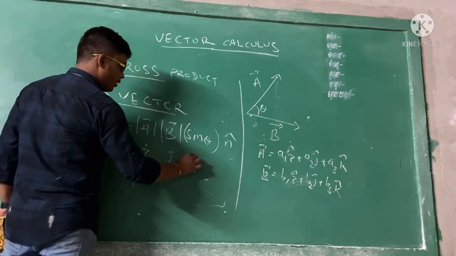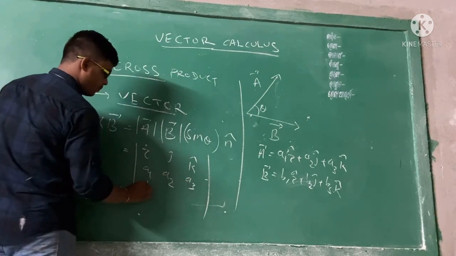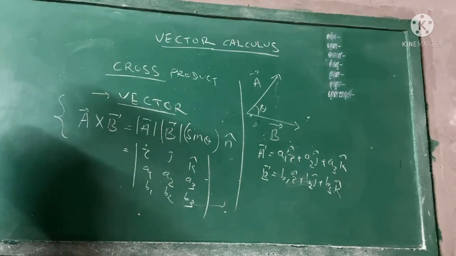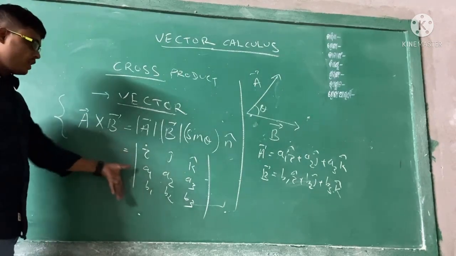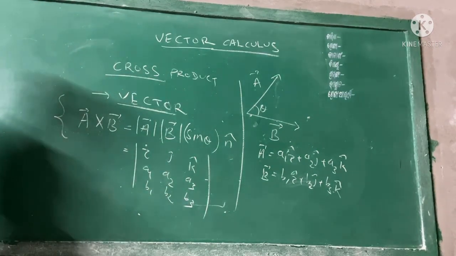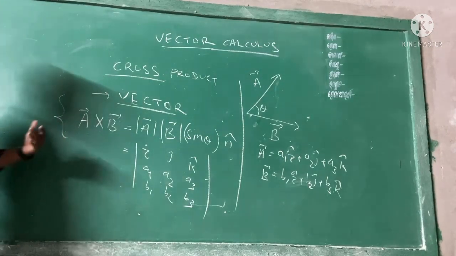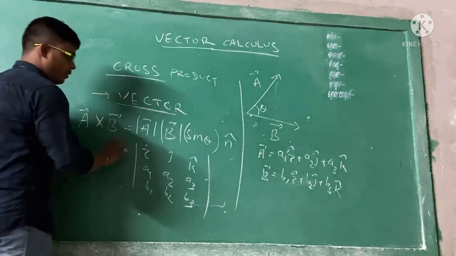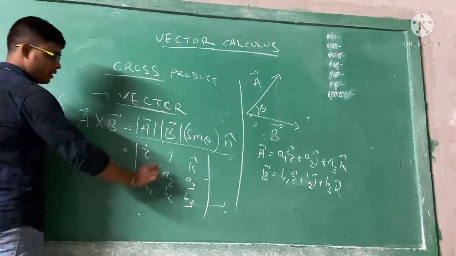So this is the A vector, A1 i cap plus A2 j cap plus A3 k cap, and similarly the B vector. So how do we write the cross product? Write i cap, j cap, k cap, then A1, A2, A3, then B1, B2, B3. This is the determinant actually. Put two straight lines on the left and right side. If you don't know the determinant in mathematics, you will also study it. So these are two formulas: A magnitude, B magnitude, sine theta into n cap is the first one, and this determinant is the second one.